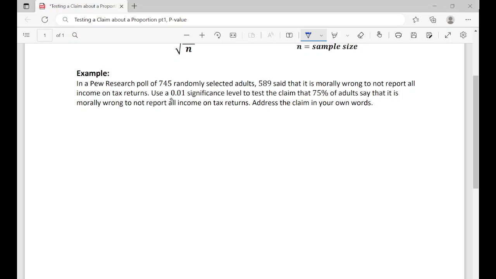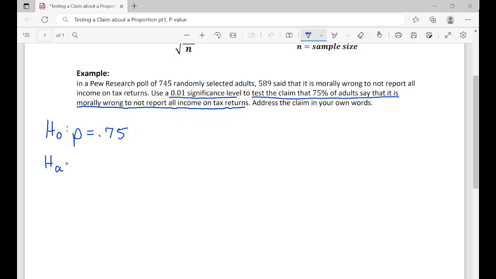We know that we have a 0.01 significance level, and we are testing the claim that 75% of adults say that it is morally wrong not to report all income on tax returns. So when we set up our hypothesis test, we're using p because it is a proportion. So p equals, and it says the claim is 75%, so 0.75.